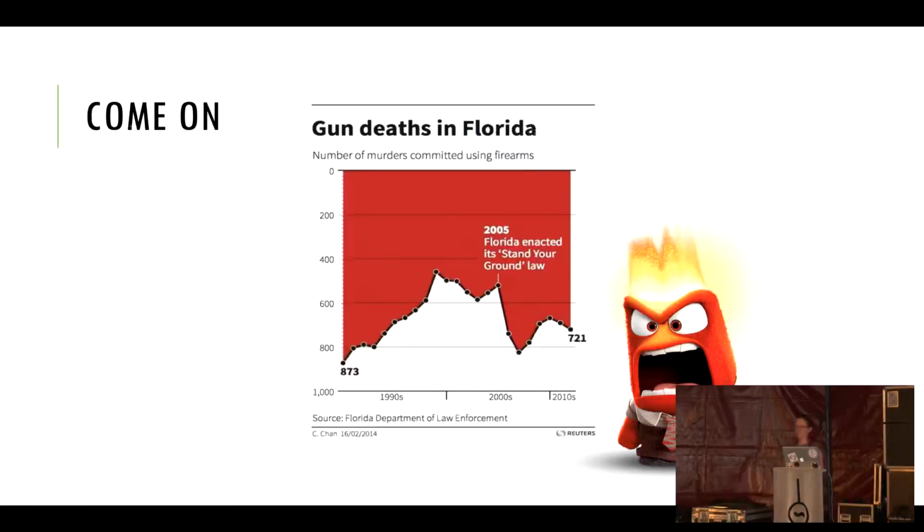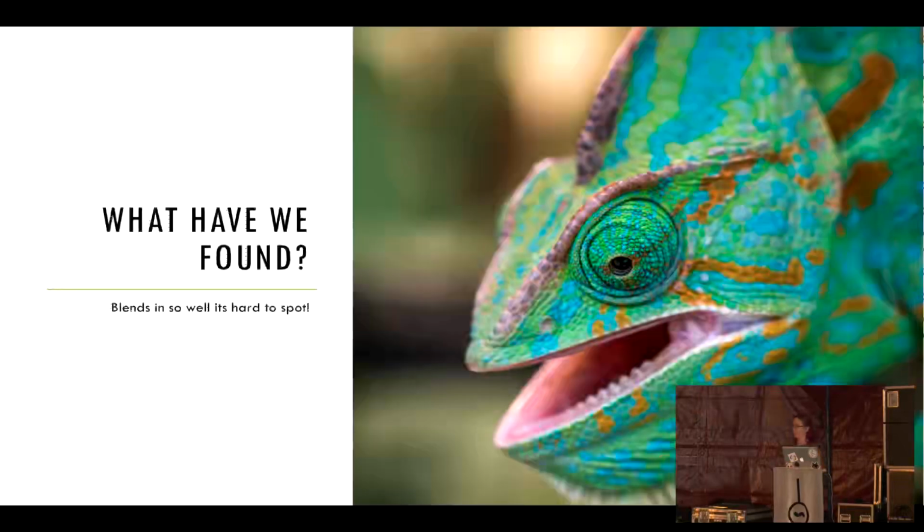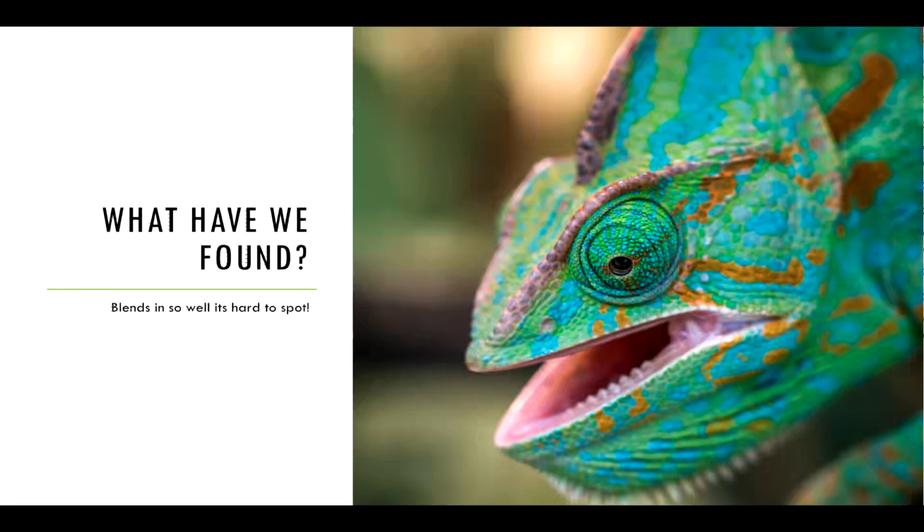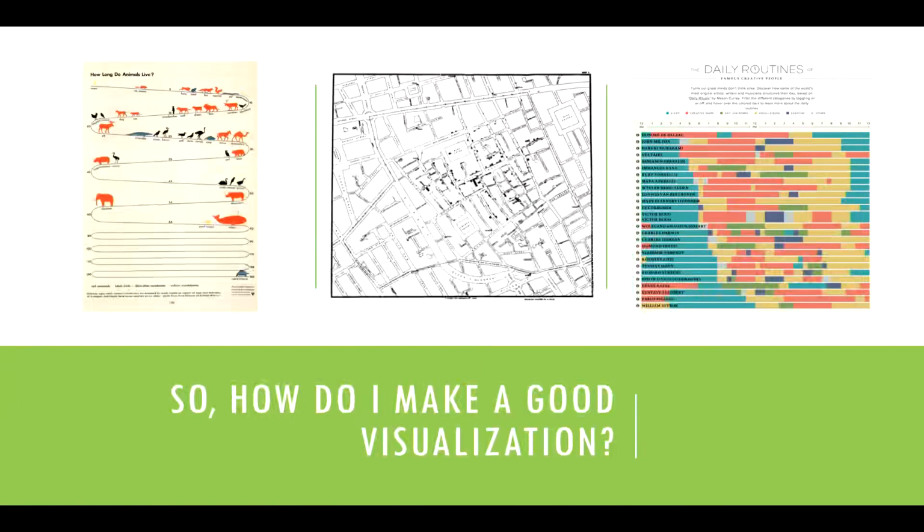For some reason, I've given this a pretty cute animal, even though it makes me very angry, but the problem is that it blends in just like a chameleon. It is very hard to spot when people do a trick like that. So let's talk about how to not do these things.